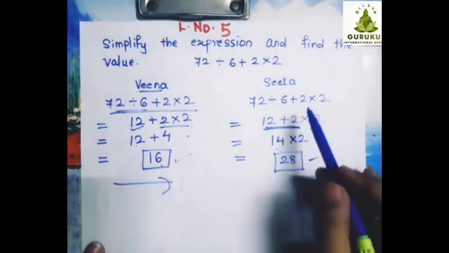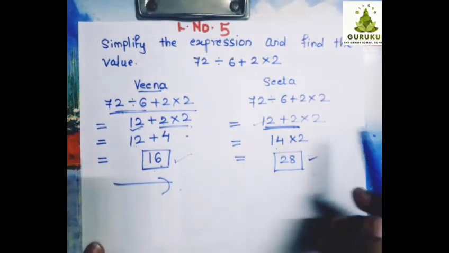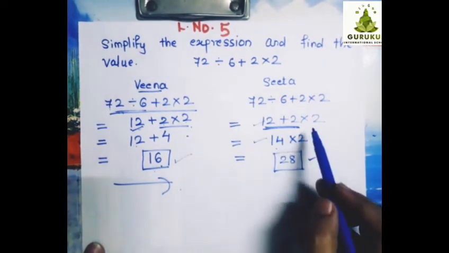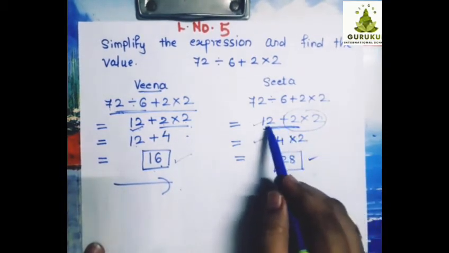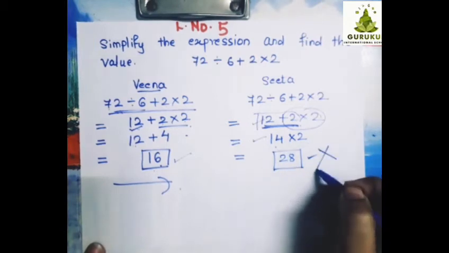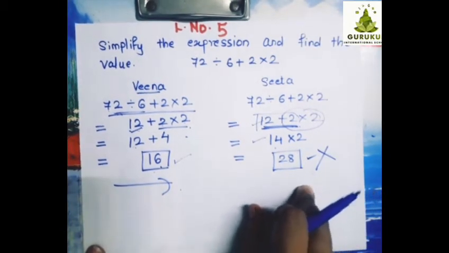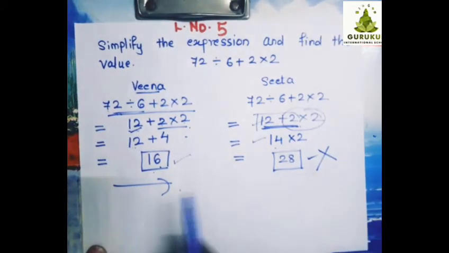And here what did Sita do? She did the first step right, correct, but in the second step, instead of doing the multiplication, what has she done? She has done the addition. So here the method followed by Sita is wrong. Correct? Which is the correct method? The method which is followed by Veena.